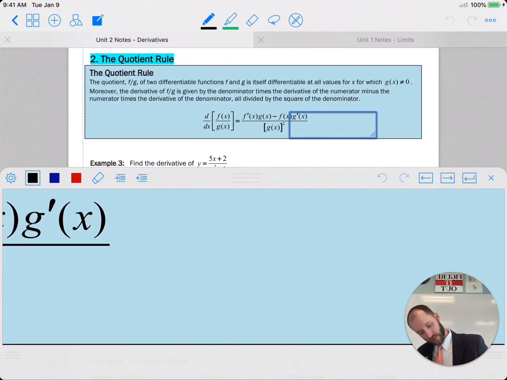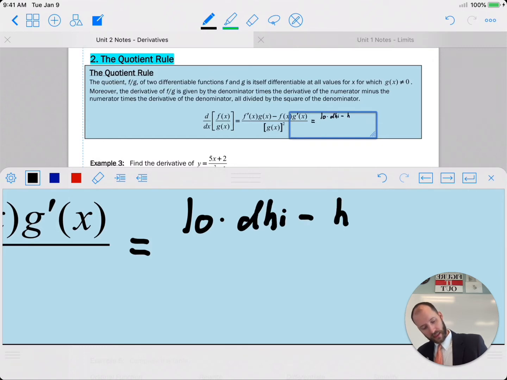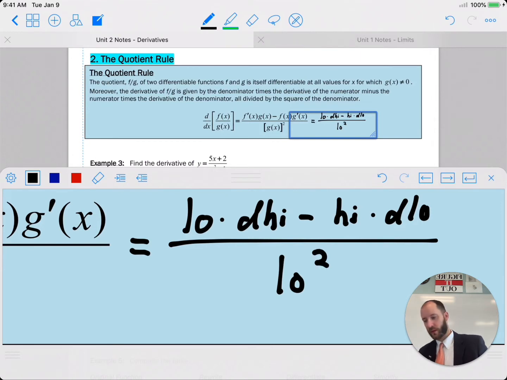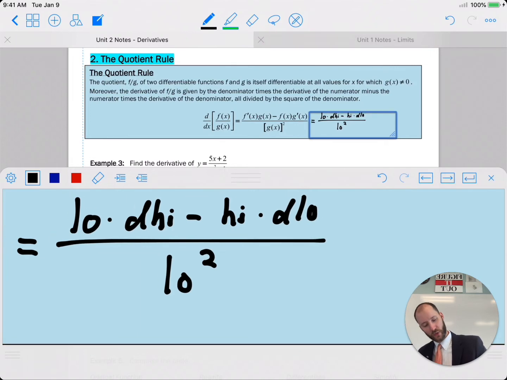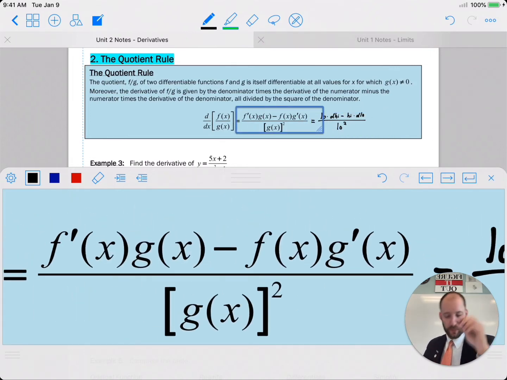How I remember it and how I want you to remember it is low d high minus high d low all over low squared. So it's a rhyme you can use. Low d high minus high d low over low squared. It's a rhyme that doesn't rhyme, but it has a kind of rhythm. Low d high minus high d low all over low squared. And it's important you remember that order, because this subtraction right here, remember, subtraction is not commutative. So you need low d high first, then minus high d low.